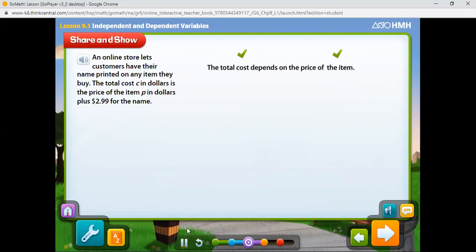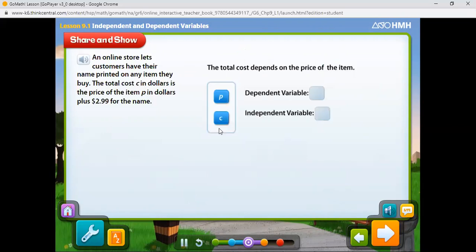Great job. The total cost always is dependent. So if that's dependent, the other one becomes independent. It depends on the price of the item. So what are the dependent and independent variables?